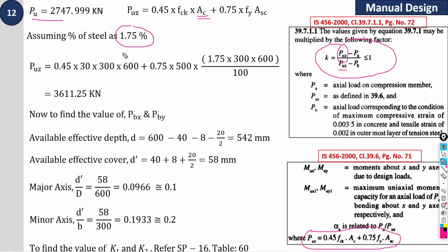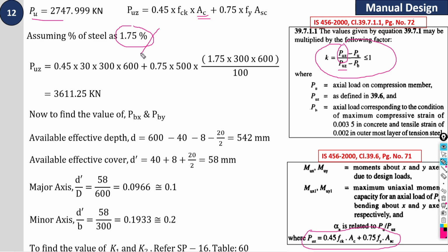Many of you may raise a question: sir, why are you considering 1.75? Why not 0.8? Why not 1? Why not 2, 2.5, or 4? It is all up to you what percentage of steel you would like to consider. If you take 0.8, that is okay. If you take 1, that is also okay. If you take 2, that is okay. If you take 3, that is also okay.